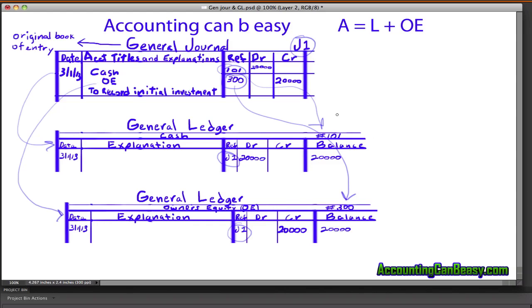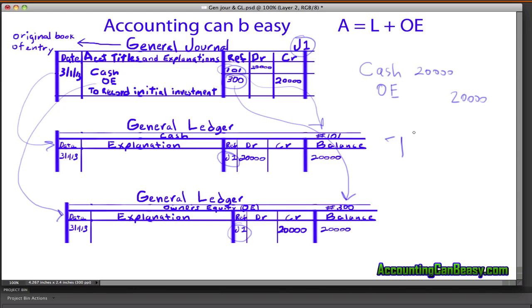As we're working through our study, I'll be using shortcuts. For instance, instead of this elaborate setup here, you're going to see entries like this for cash and OE. Very simply, 20,000 and 20,000.